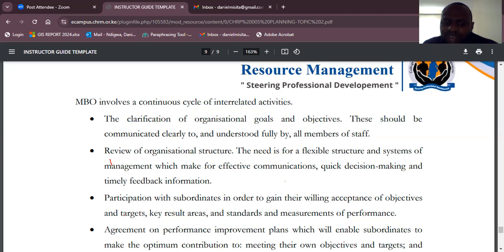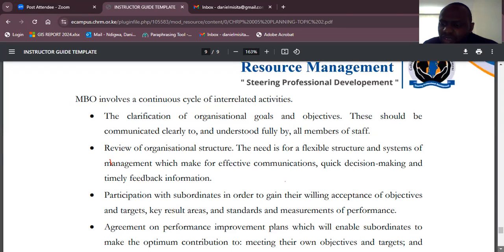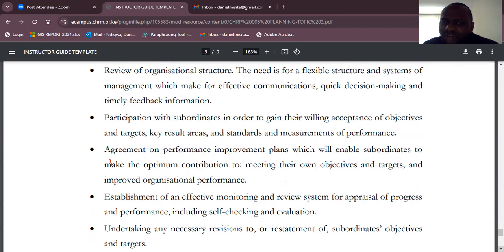Then the other thing is agreement on performance improvement plans. So you need to agree. In the event we have performance improvement plans, the PIP, you need basically to agree with your subordinates so that the PIP is not for purposes of discriminating against employees, but basically to improve their performance. So when you put somebody on a PIP, make sure you tell the person exactly what they need to do so that somebody does not feel discriminated against or biased in a way.